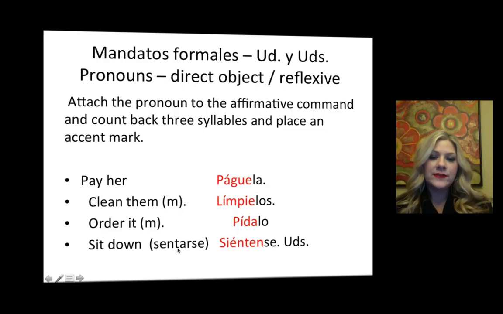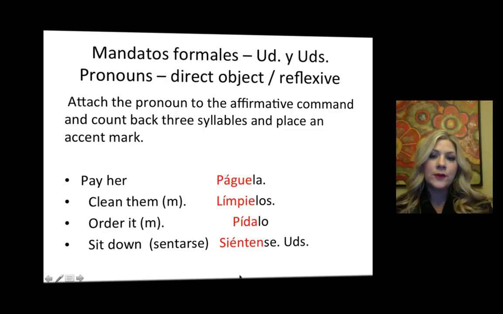Here's an example of a reflexive verb. Sentarse means to sit down. And so we want to command someone, sit down. And I'm going to use the ustedes form here. Sentar is a stem changing verb, so it changes that E to an IE. Because it's an AR verb, the command form ends in EN. So we have sienten, and then our reflexive pronoun is se, and we just attach that to the end. Siéntense. Don't forget to count back 3 syllables and put your written accent mark there.